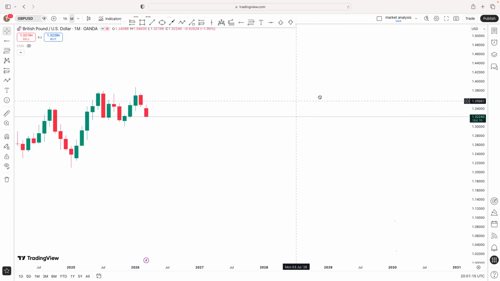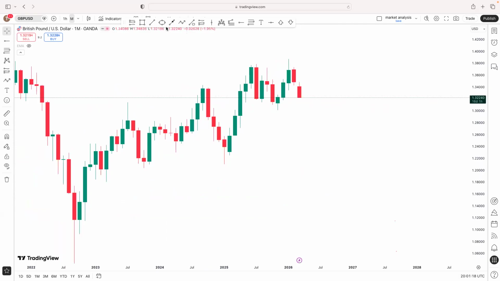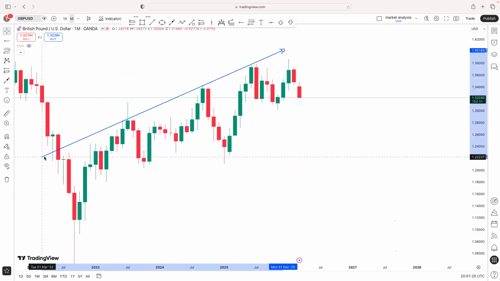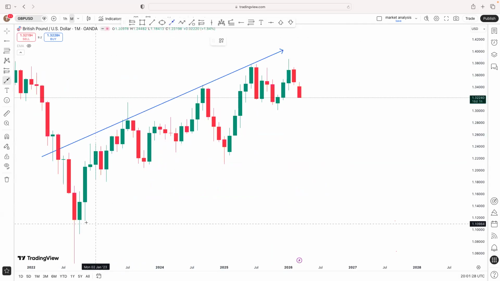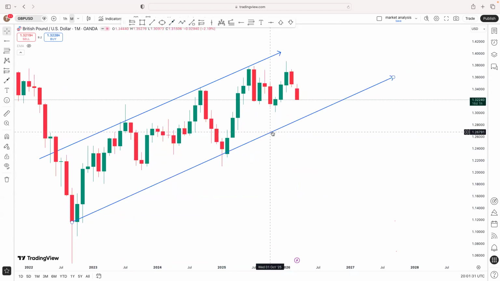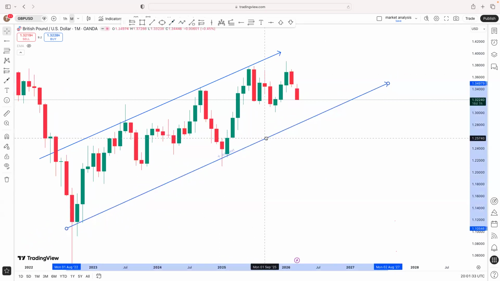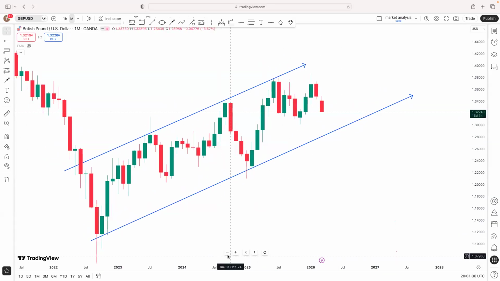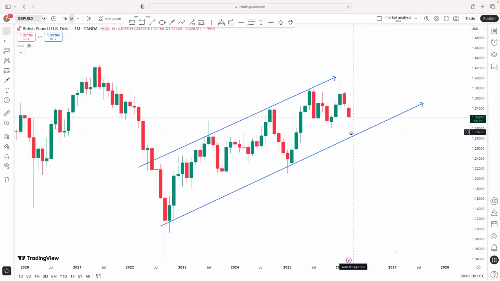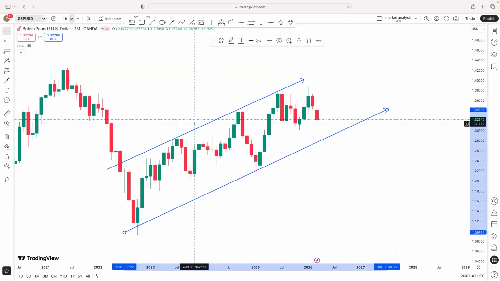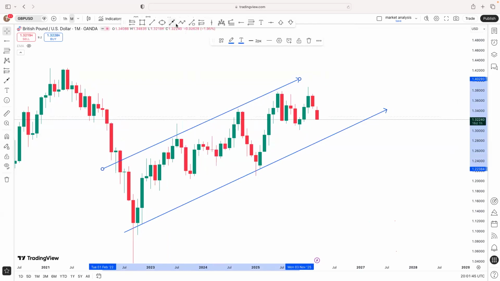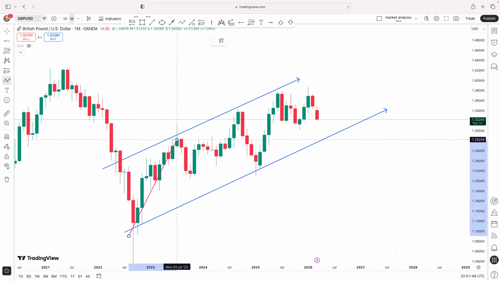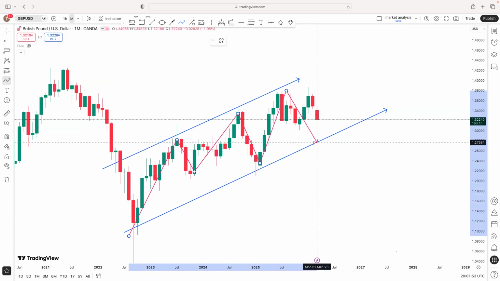So let me remove everything so that we can be on the same page. So we had what we call a structure, right? So this is the market structure. As the market was going to that particular area of interest, we actually had what we call an uptrend, as you can see. This uptrend was creating higher high, then higher low, higher high, higher low, higher high. And then we were anticipating the next touch from this particular area.